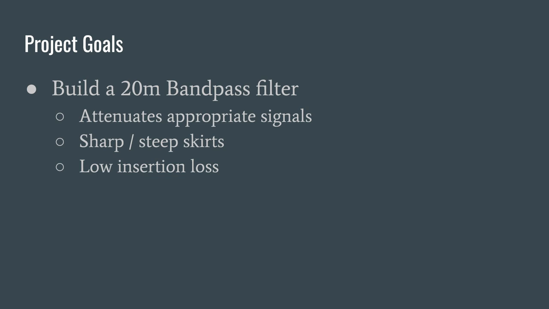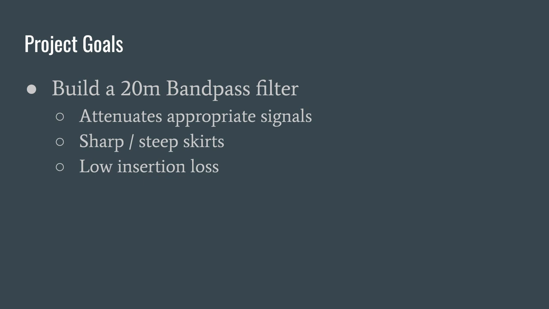Now, the project goal is simple. We want to build a 20-meter bandpass filter. Simple enough, right? And that's going to operate on the 14 megahertz frequencies. Now, when you look at bandpass filters, there's a couple of things that you want to consider. It needs to attenuate the appropriate signals, right? So you want to attenuate the bad stuff, not attenuate the good stuff. So that is our first objective.